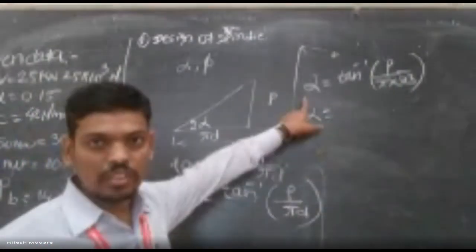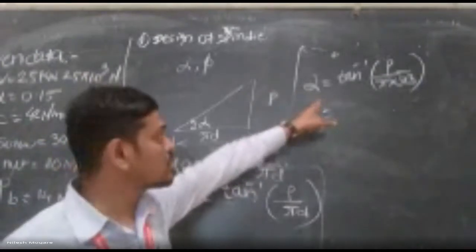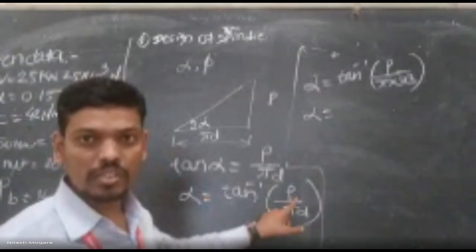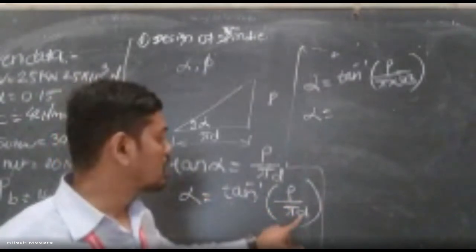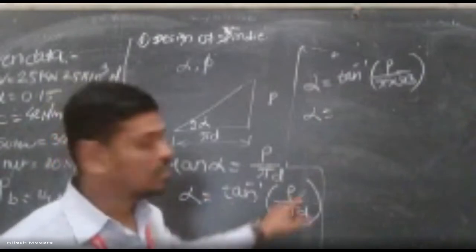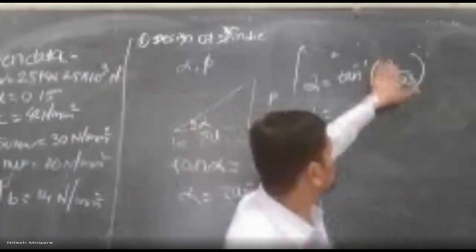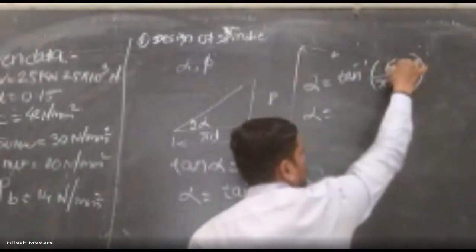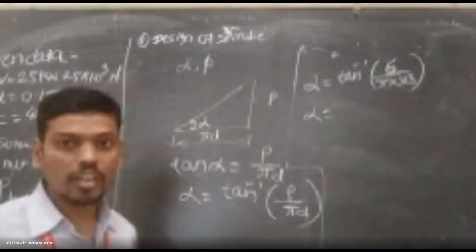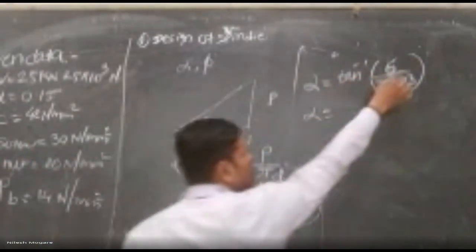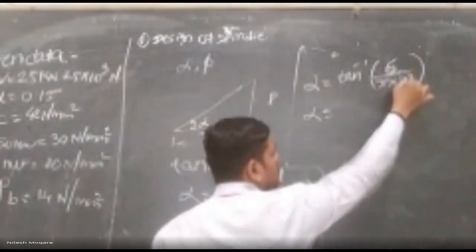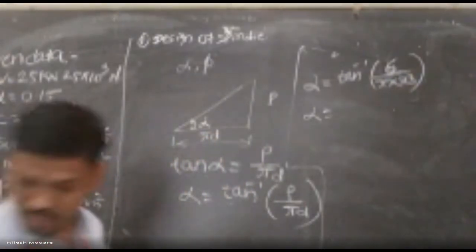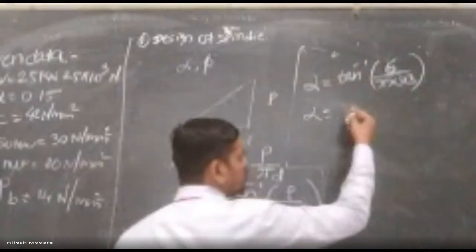Alpha with this equation: alpha is equal to tan inverse of P upon pi D. P is the pitch and D is the mean diameter. So the value of pitch is 6 mm and the value of D is 33 mm. Put P as 6 mm and D as 33 mm and find the value of alpha. So it is 3.31 degrees.